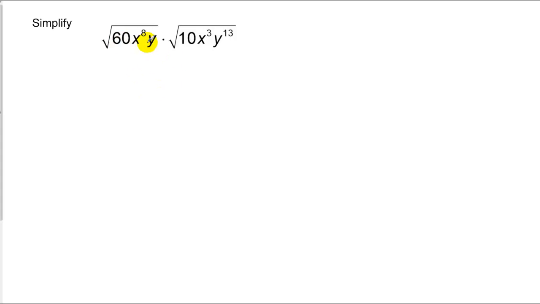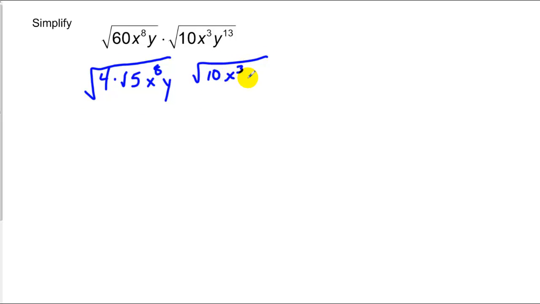Now my numbers are getting a little bit bigger. I'm going to see if I can simplify at least the numerical part of these first. So let's go ahead and do that. I know I have a perfect square factor of 4 within 60. So I'll say that's 4 times 15 x to the 8th y, and there's no perfect square factors in 10.